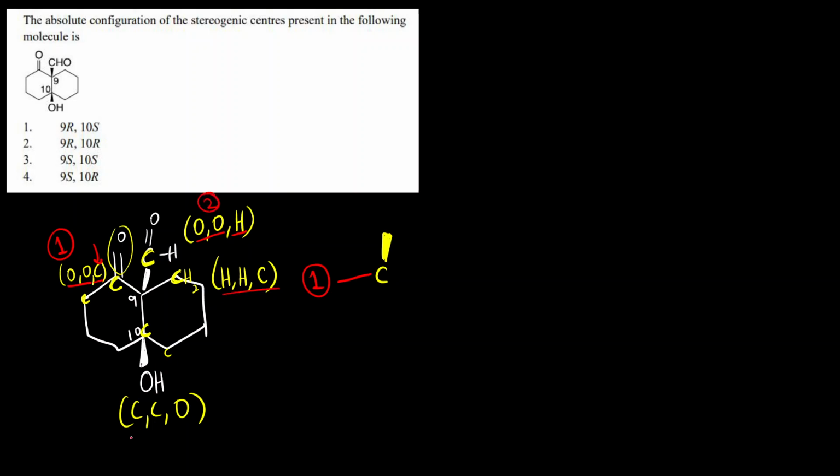Now if you compare both these, here there is oxygen which has higher atomic number. So this will be 2, this will be 3, and this will be, sorry, second one is the one on the wedge bond. Third one is, this is 3 and this will be 4. Okay, now fourth priority is in plane.